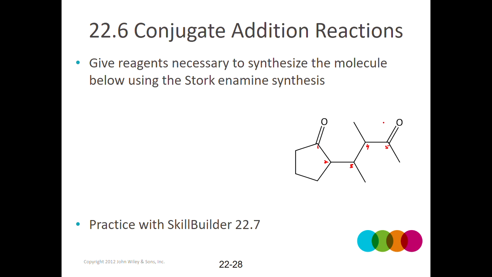And so I can make this pretty large, pretty complex carbon skeleton by making carbon 2 attack carbon 3. This is the bond I'm going to form. And I could also make carbon 4 attack carbon 3. So there's really 2 different disconnects here. So let's look at them one at a time. So let's look at this disconnect, working backwards.